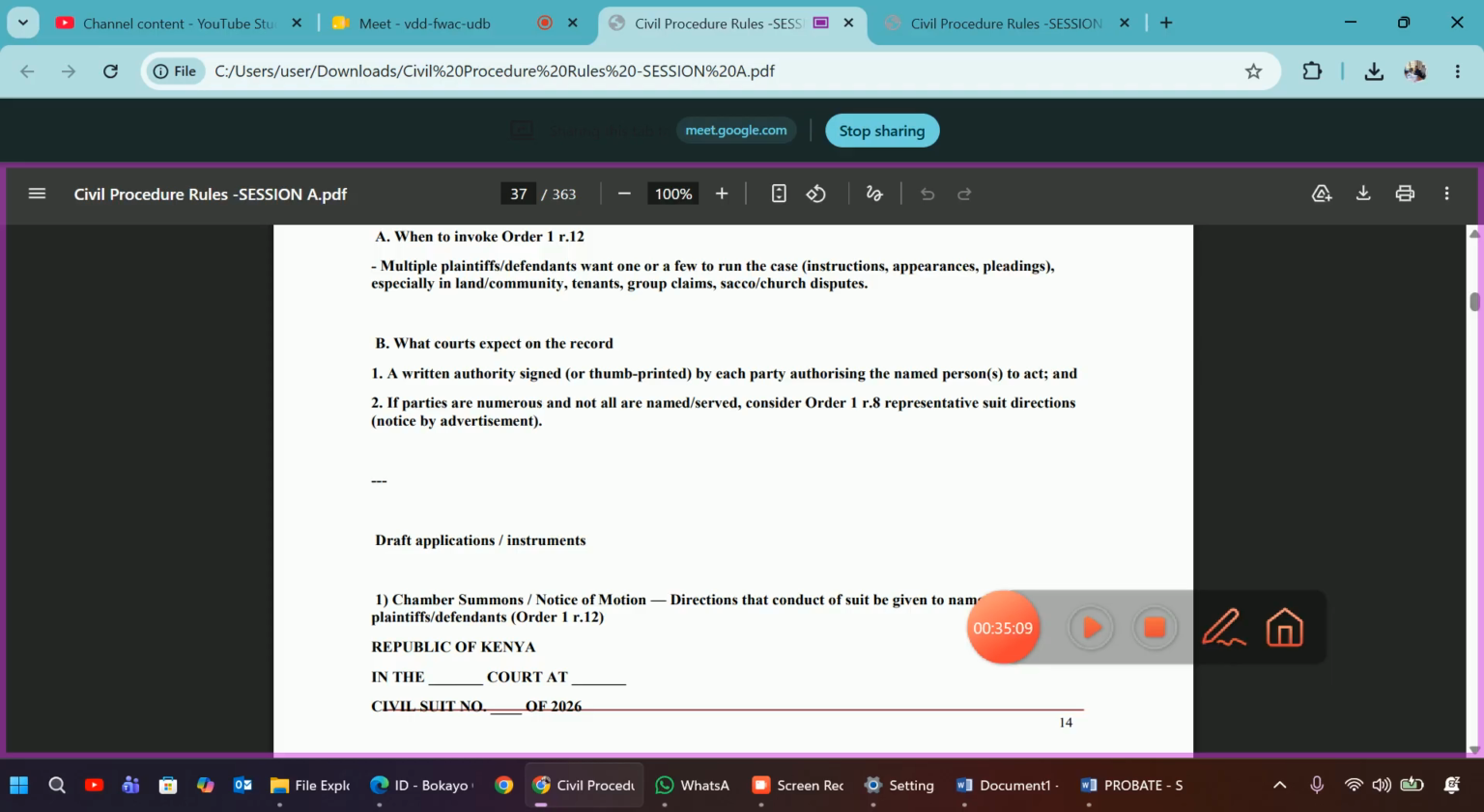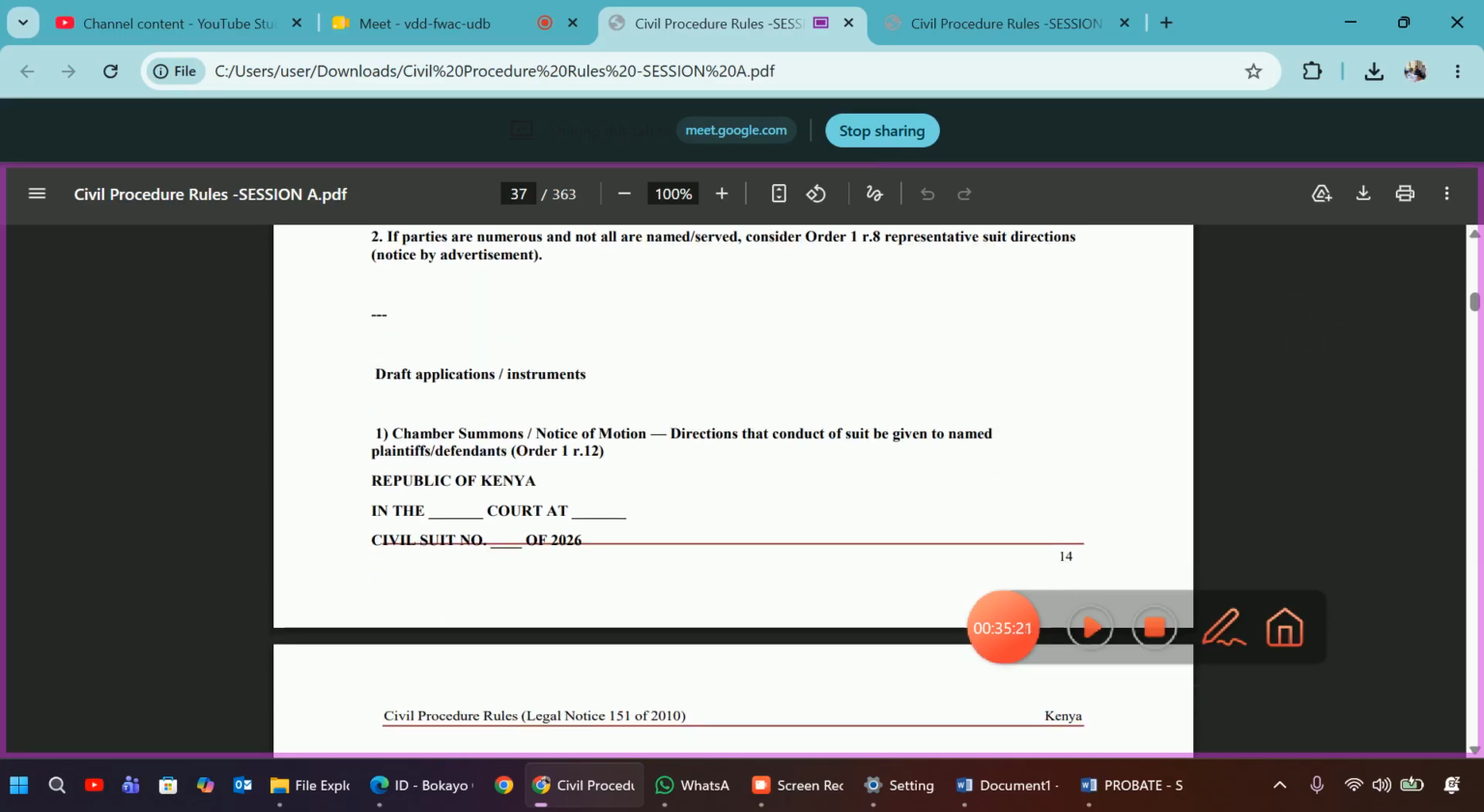Okay, so if you happen also to have numerous people that you are representing, remember we saw that service is mandatory and the court can order or give directions for service upon them. So what is the draft application that you can draft to court, seeking direction that conduct of suit be given to named plaintiff and defendants pursuant to Order 1, Rule 12.